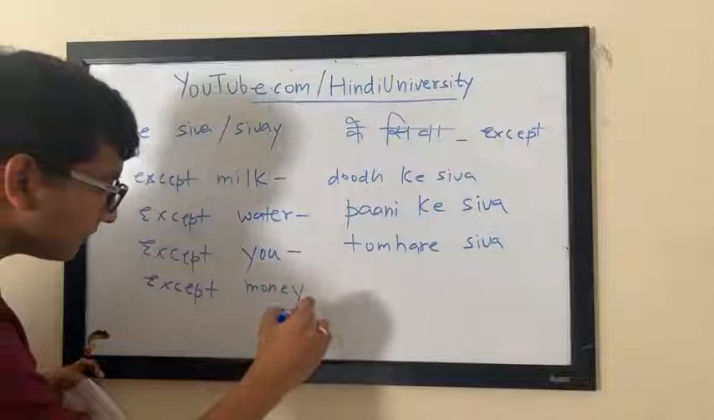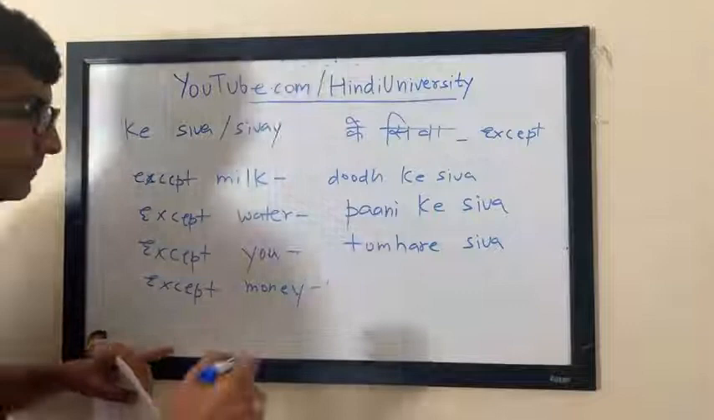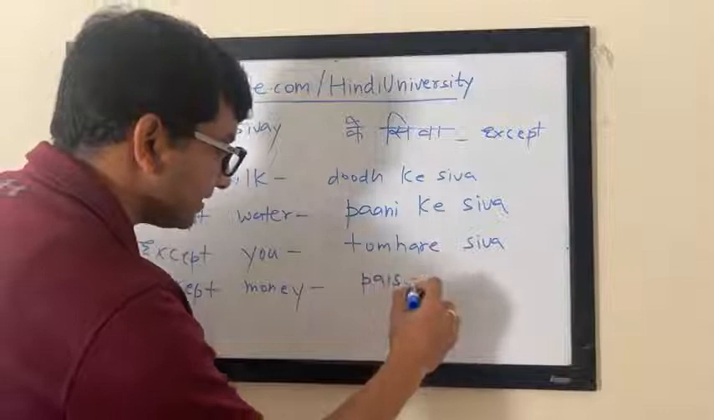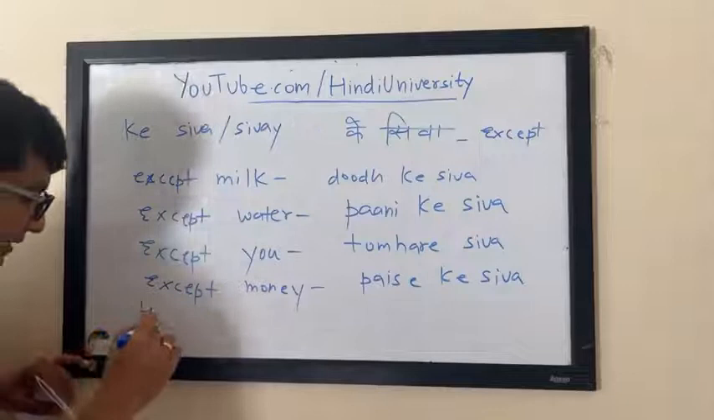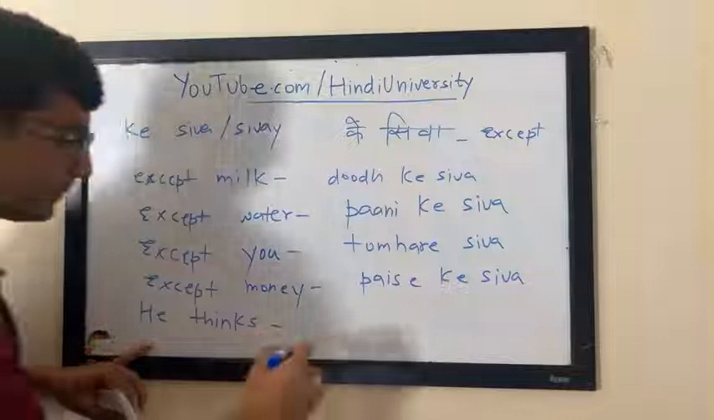Okay, let's see. Tyler G, what do you think it is? It means except money. Abhi paise ke siva. Paise ke siva. So let's, Tyler G, let's make a sentence. How will you say he thinks? He thinks. Yeah. Abhi vah sochta hai. Very good. Vah sochta hai.